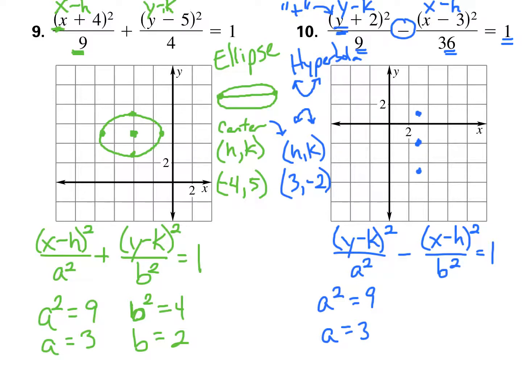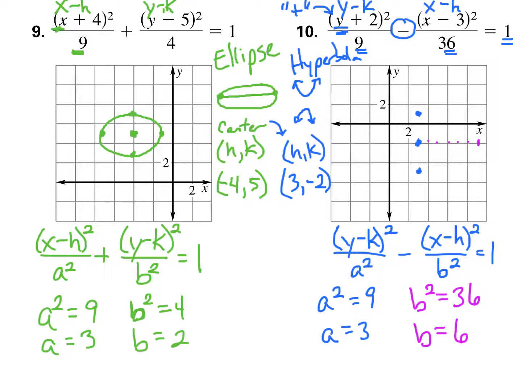Now the next thing that I need to do, excuse me for a second while I change color here, is get the rectangle that identifies my asymptotes. And the way that I do that is I go b units to the left and right. So since b squared is equal to 36, that means that b is equal to 6. So I'm going to go 6 units to the right. So 1, 2, 3, 4, 5, 6. 6 units to the right.